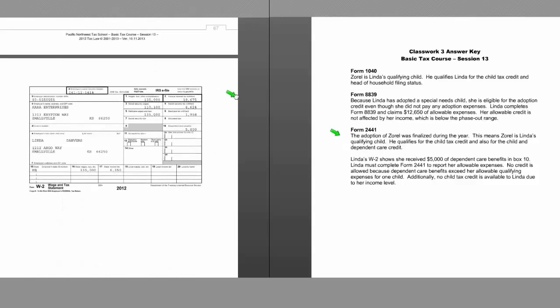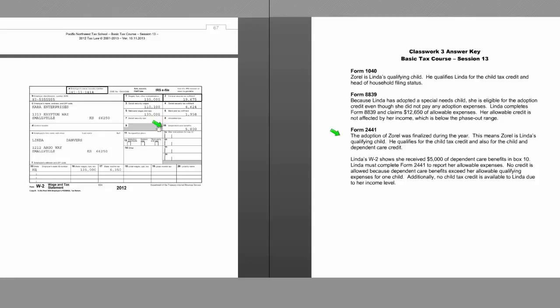Linda's W-2, however, let's take a look at it right here, shows that she received dependent care benefits totaling $5,000 for the year. And what happens is when she has only a single qualifying child, the maximum expense she can use to calculate the child and dependent care credit is $3,000. The dependent care benefits she received are more than that, so ultimately her credit amount will be zero.